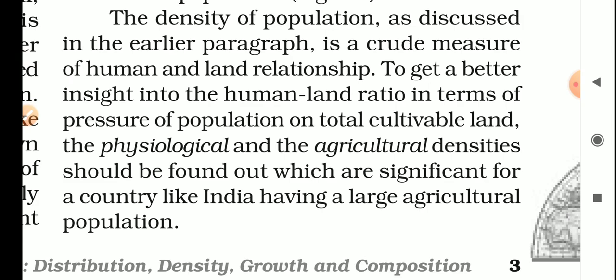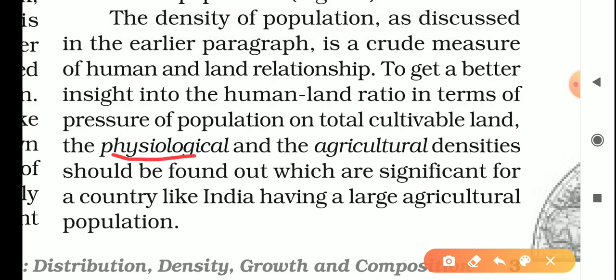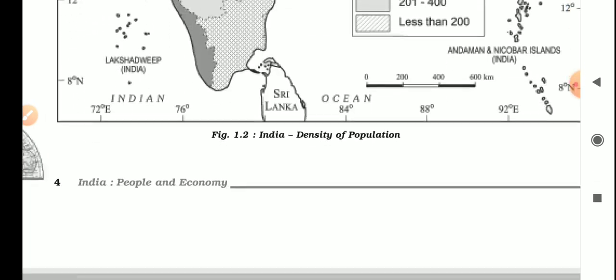Then, to get a better insight into the human and land ratio in terms of pressure of population on the total cultivated land, the physiological and agricultural densities should be found out, which are significant for a country like India having a large agricultural population. So now the density of population is just a very raw or crude measure. It does not define the pure objective. Now how can we get a more effective measure of density of population?